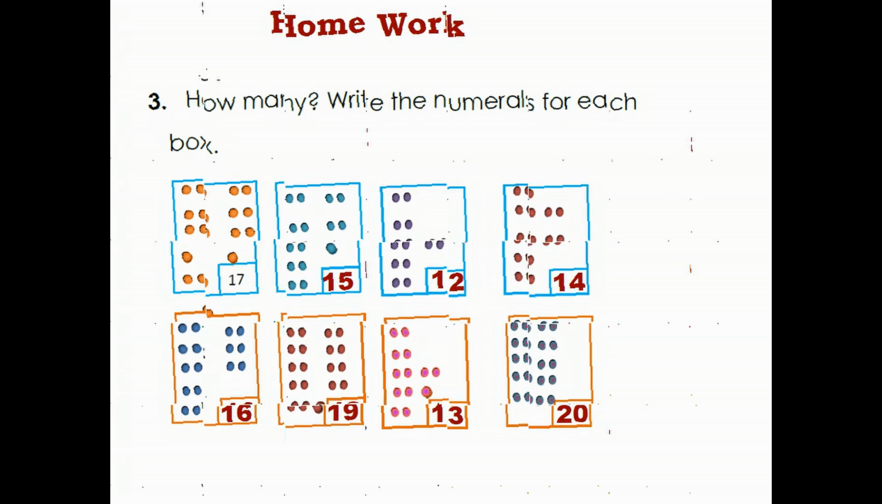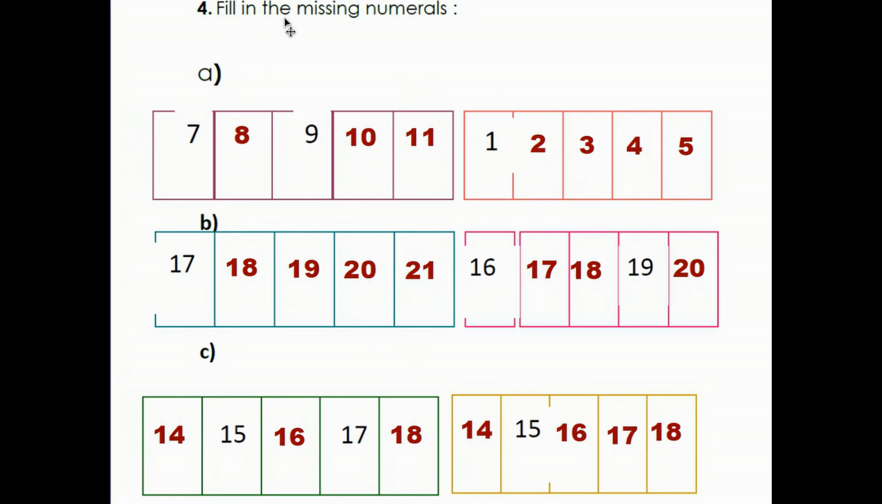The next homework is fill in the missing numbers. You have been given 7 and 9. The rest is blank. So the correct order will be 7, 8, 9, 10, and 11. Next, you have been given only 1. So the next numbers will be 2, 3, 4, 5. These are the correct order. And B, you have been given 17 here.